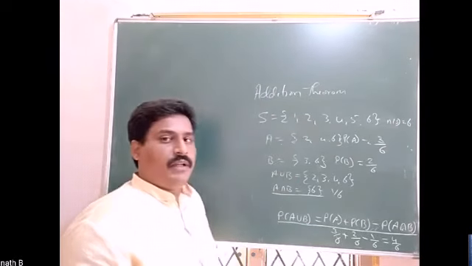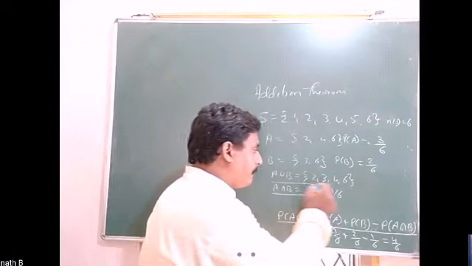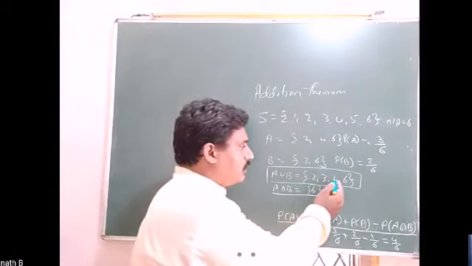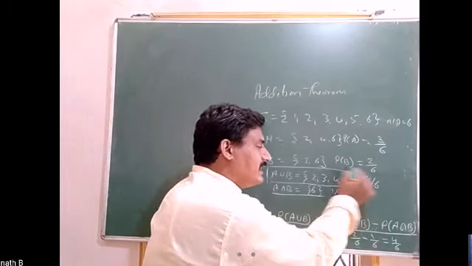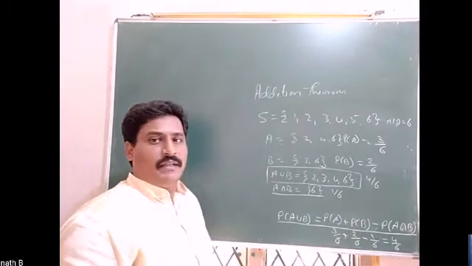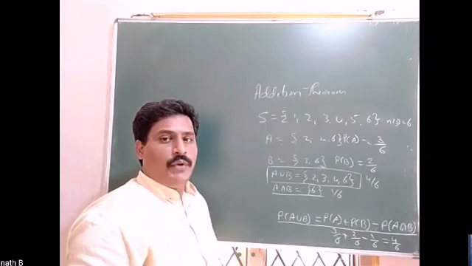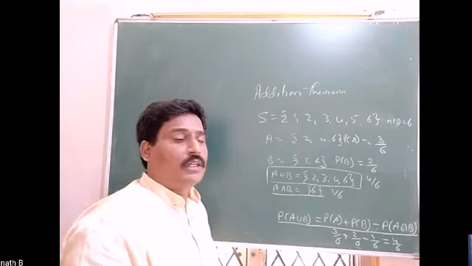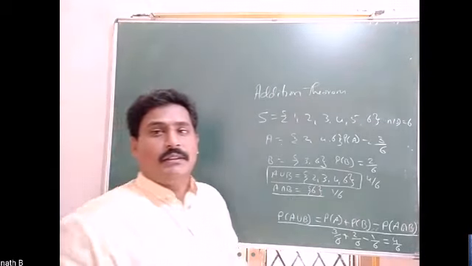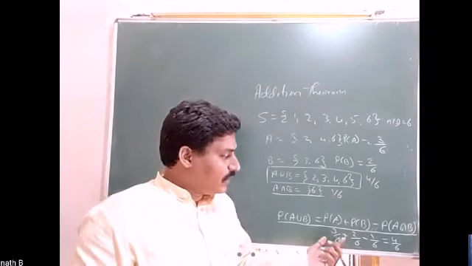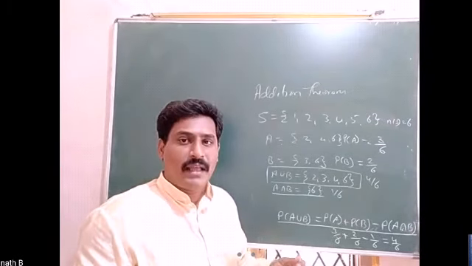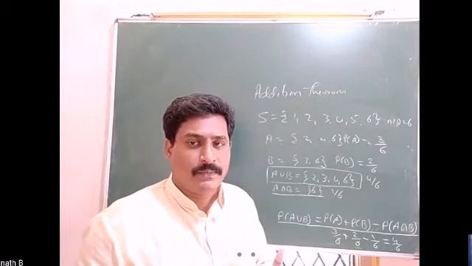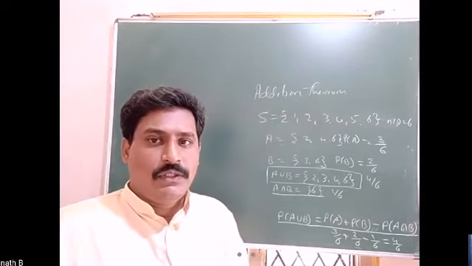Even if we list them separately, we get 1, 2, 3, 4, so 4 by 6. But writing out the union of both is not always possible for some calculations. Therefore we go for this addition theorem formula to make the calculation easy, simple, and fast. Understood? Or is there any doubt?